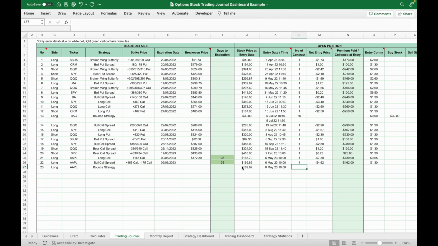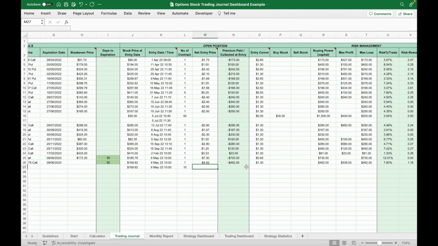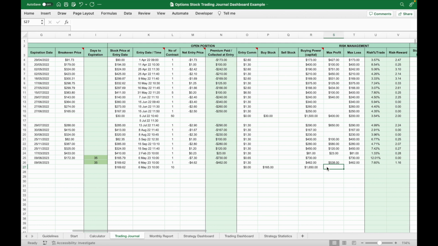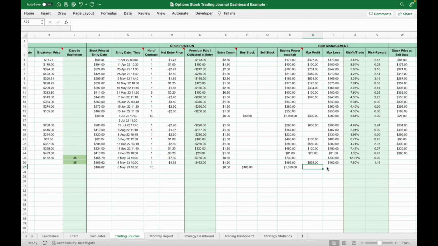Input the number of shares you want to trade. For trading stock, you can just leave the net entry price blank and then input your commission. If there is commission for trading stock, input the commission. Enter the price that you buy the stock, input the buying capital. For example, if I am going long by trading Apple stock, the broker will probably block me around $1,650. Input your maximum profit and your maximum loss for this trade.